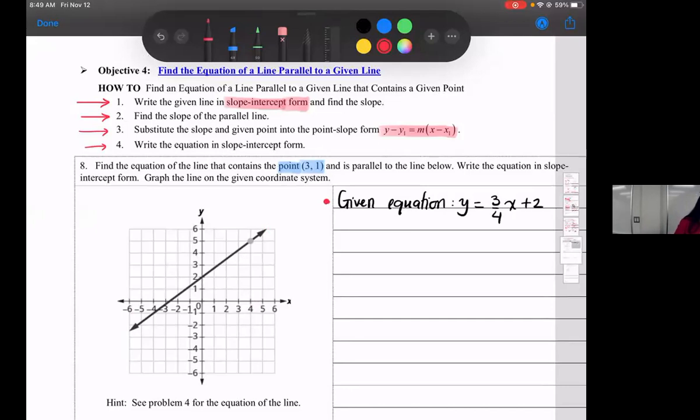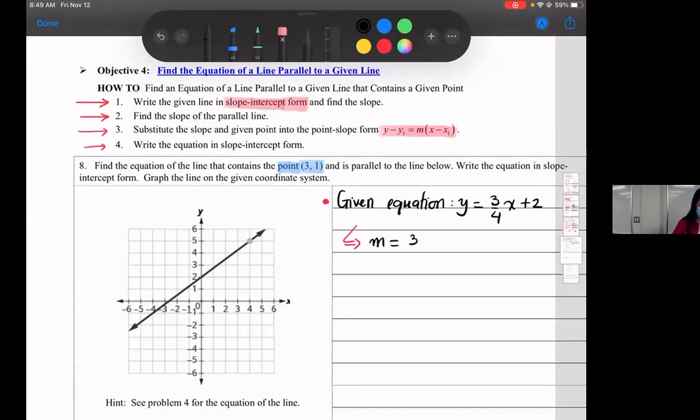This implies the slope is equal to what? 3/4, right? That's my slope. It's parallel to that given equation, so it's going to have the same slope. The second bullet is you pick a point. Well, they already give you a point, so just use 3, 1. And then the third bullet point is you plug into the point-slope form.